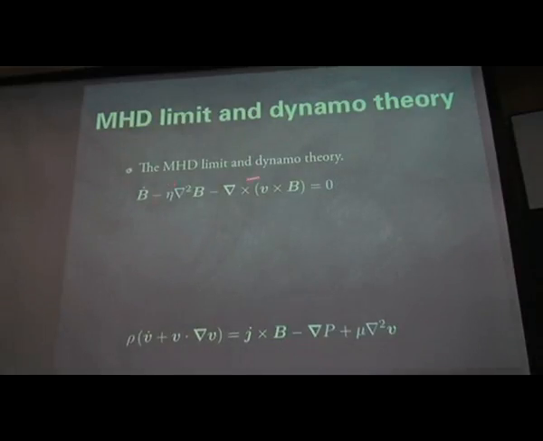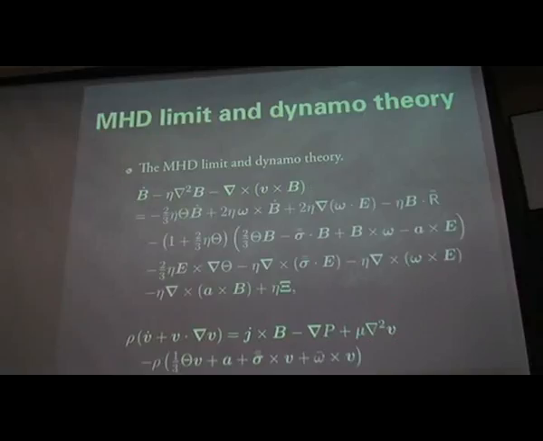The MHD limit in normal Newtonian physics gives you this equation for the magnetic field and this equation of motion for the fluid. Then you have an equation of state for the pressure. And here you have some viscosity term. Okay, so this is familiar to everybody. And then you add gravity. And then everything gets complicated.